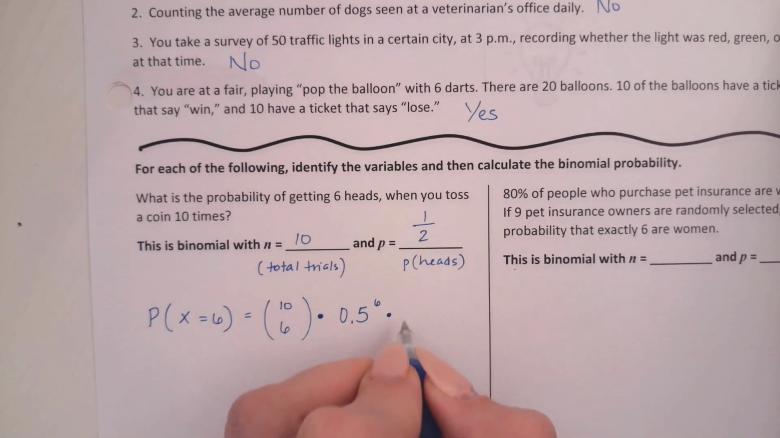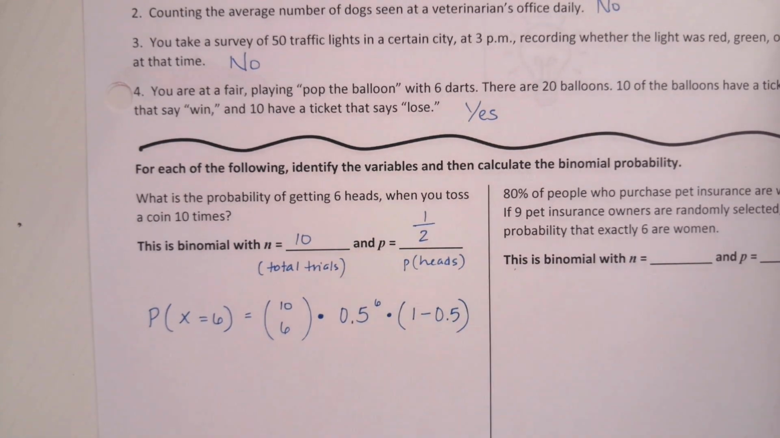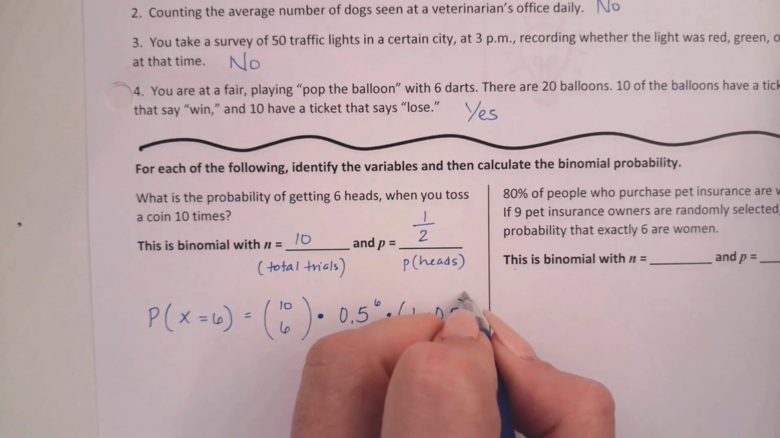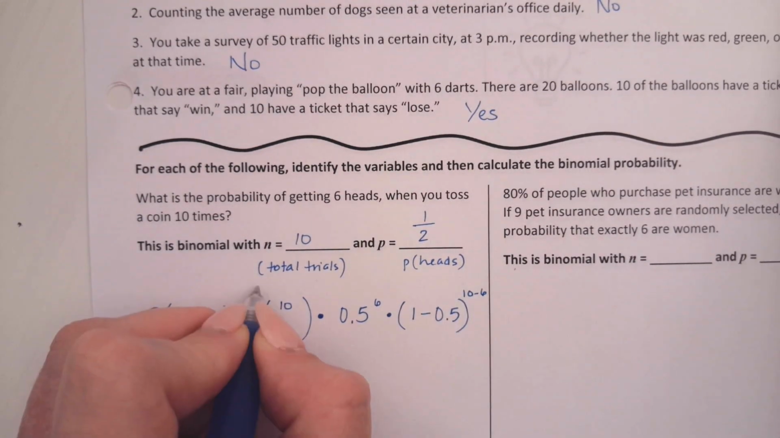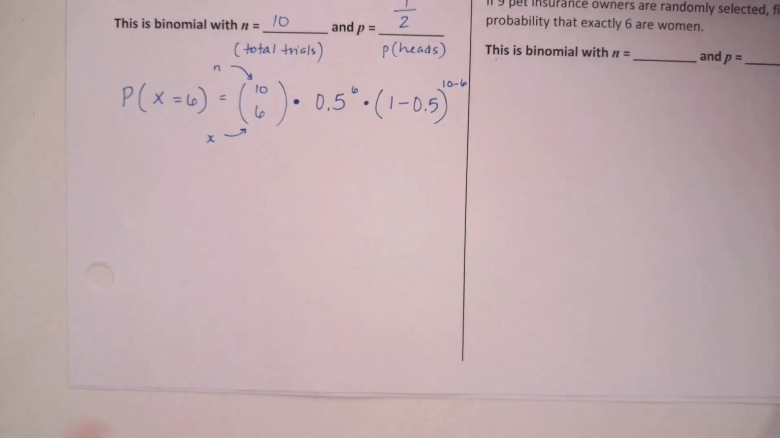Times, the second one would be 1 minus this probability, so 1 minus 0.5. And then this exponent would be our n minus our x, so 10 minus 6. Okay, so top number is n, bottom number is x, just FYI. I'm going to go over to the side and work out my combination.